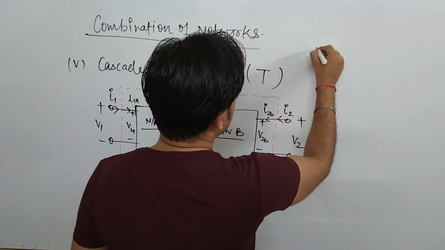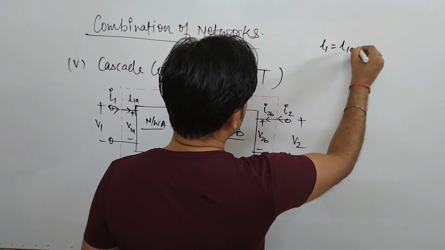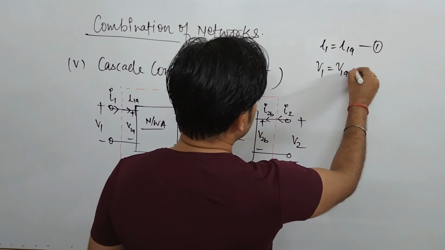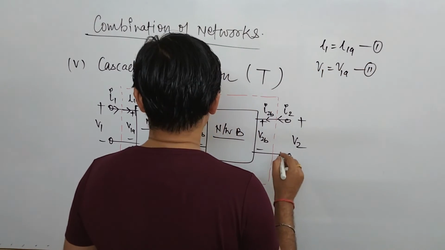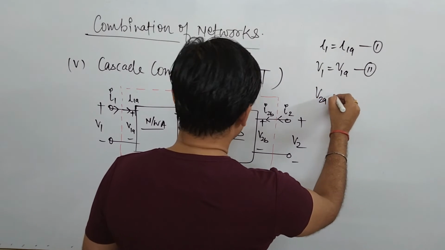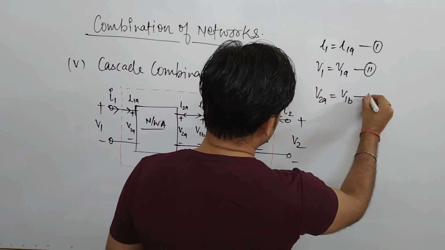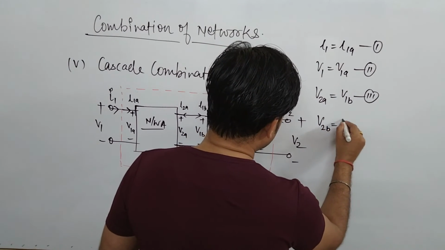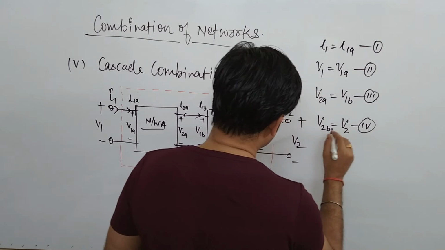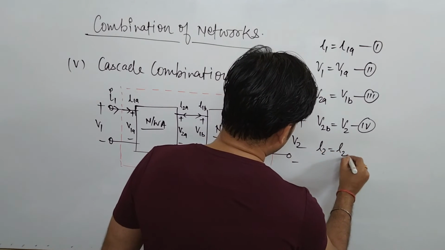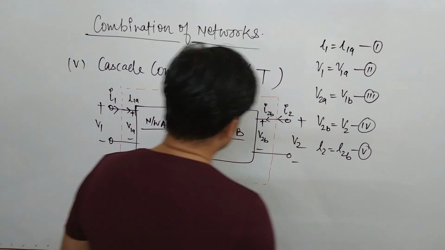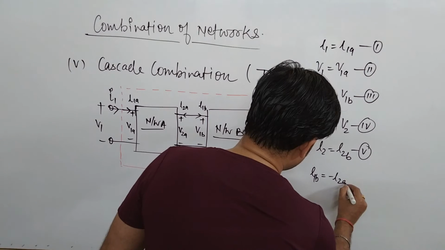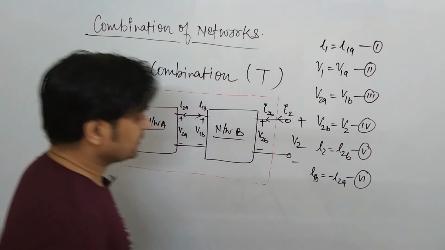So if you identify the conditions, please see here. The value of I1 is equal to I1A, first. V1 is equal to V1A, that is second. V2A is equal to V1B, that is third. V2B is equal to V2, it is fourth. I2 is equal to I2B, it is fifth. And I1B is equal to minus I2A, that is our sixth condition.